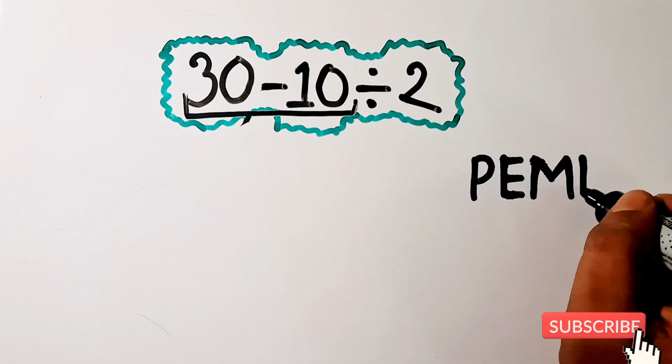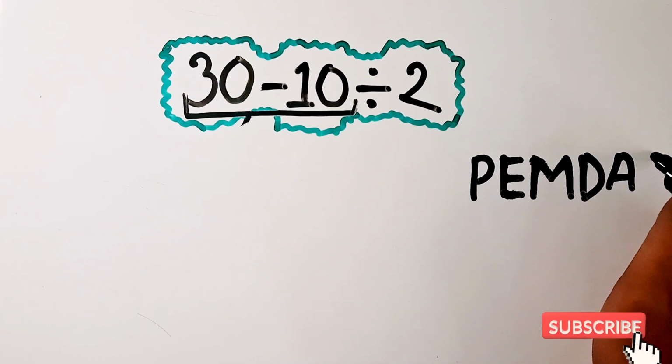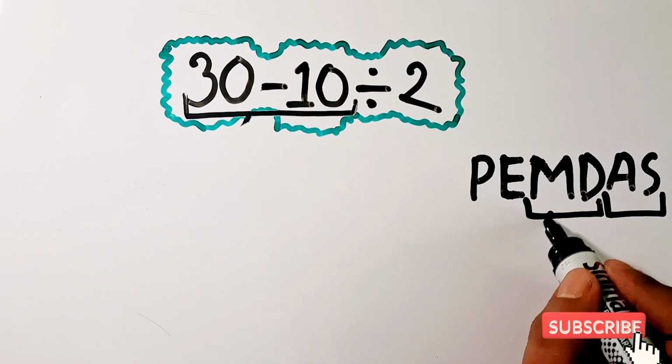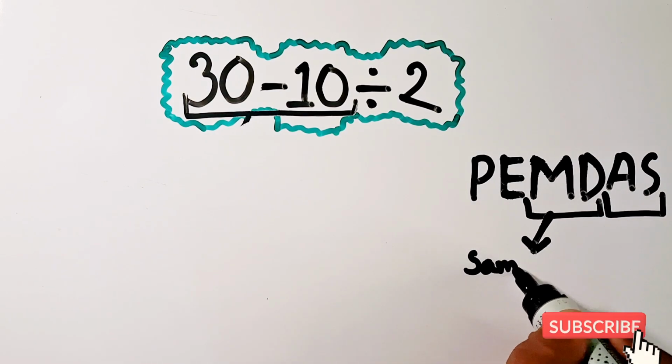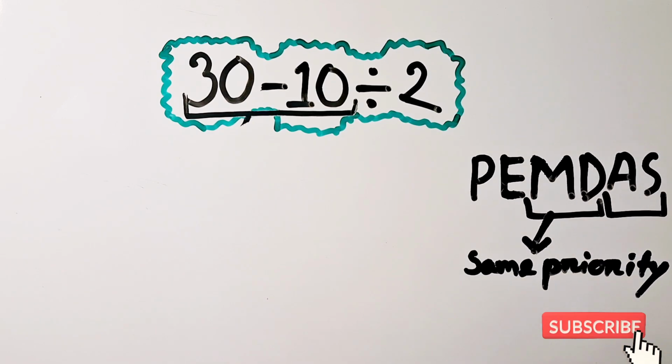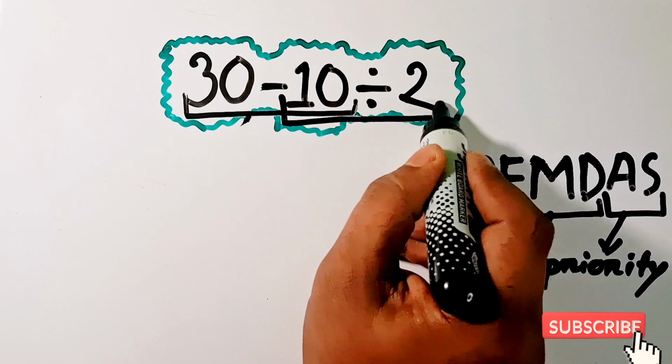Here in the PEMDAS rule, multiplication and division have the same priority, and addition and subtraction also have the same priority. You can do either of these first or second.